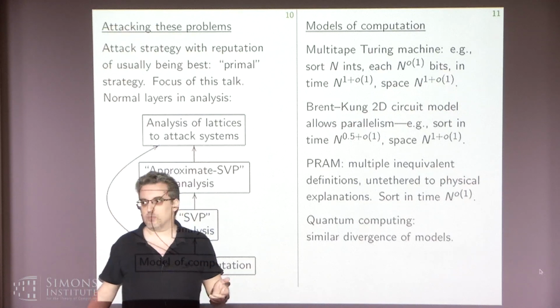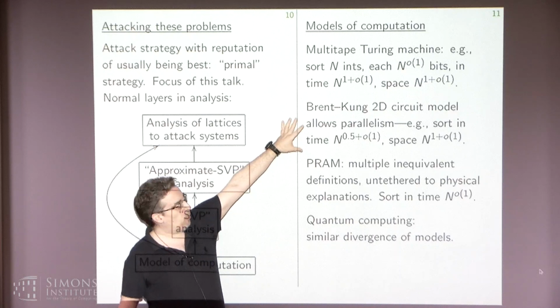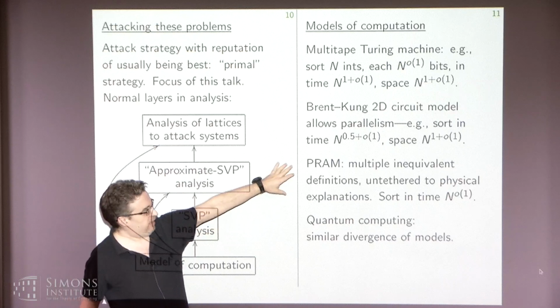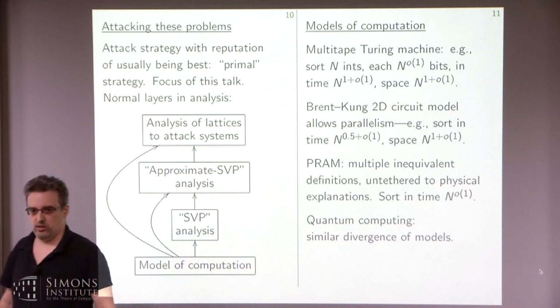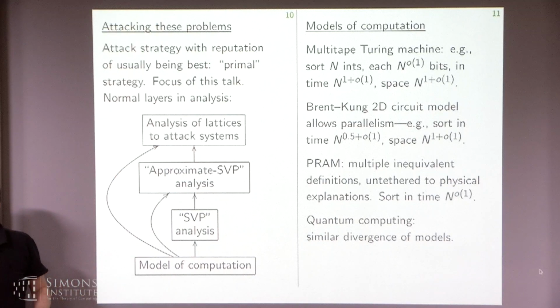So for quantum computers, people have defined, for instance, quantum 2D circuits, which are more powerful as far as we can tell than normal 2D circuits. And you can define some more parallel quantum things or less parallel quantum things. And you must get these definitions right if you want to do serious algorithm analysis of lattice attacks.